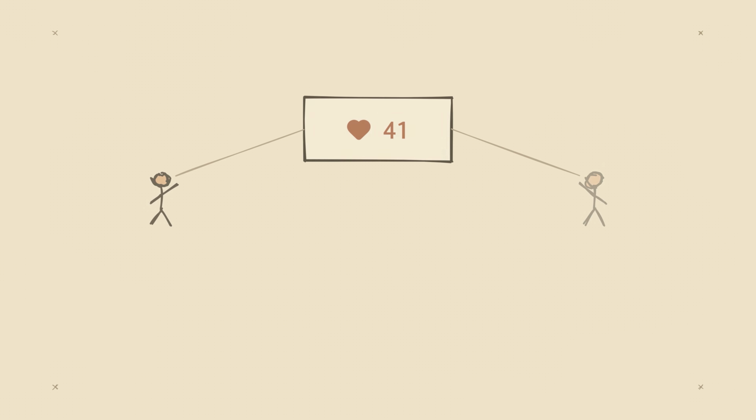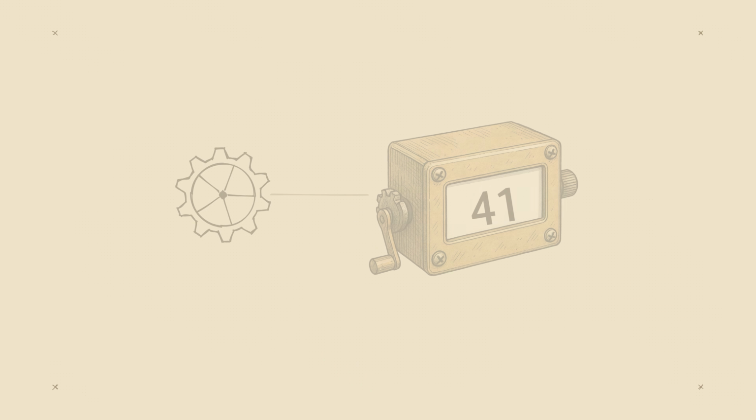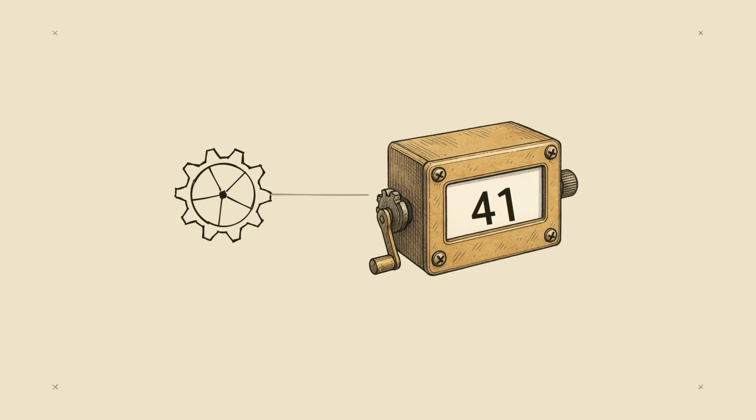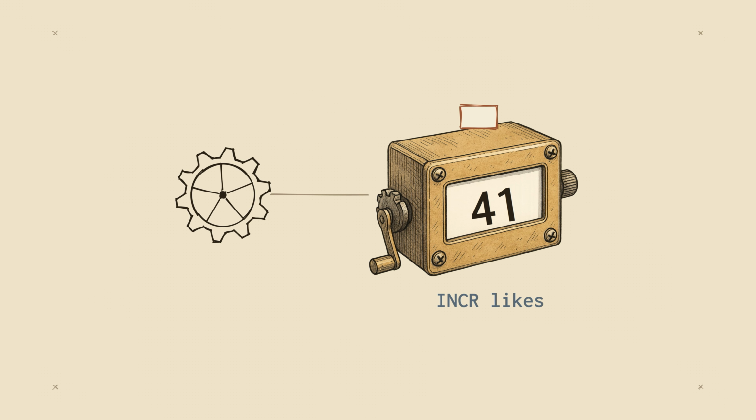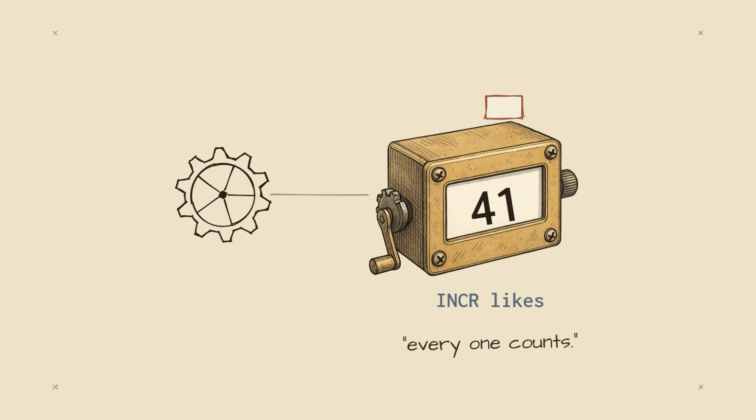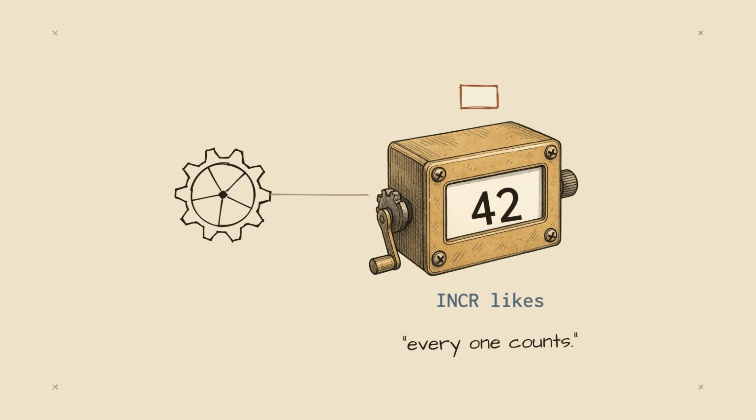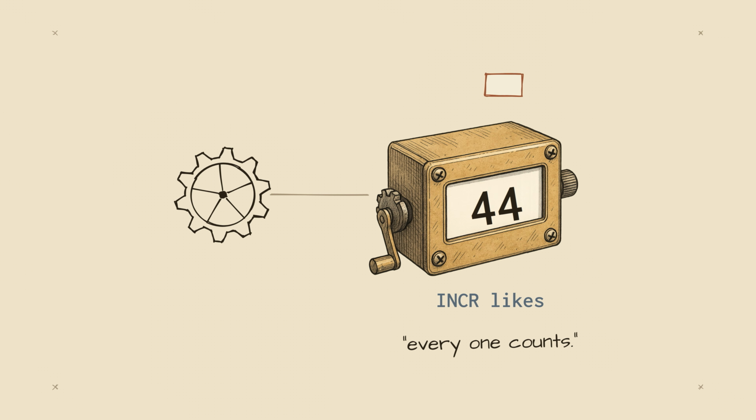Take a likes counter. Normally adding one safely is a hassle. Read the number, add one, write it back, and if two requests do that at once, they can overwrite each other and you lose a like. That's a race condition. Because Redis runs one command at a time, you just say increment, and even under a flood of traffic, every like is counted. Counters, rate limiters, locks, all of it becomes easy.